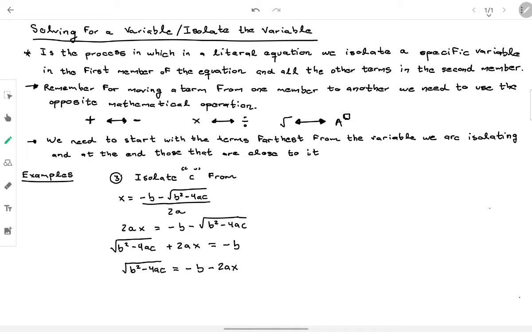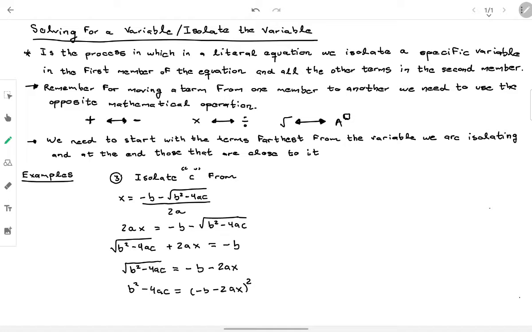What happens after that? We need to get rid of the square root. It will go to the other side as a power of 2, so everything that is on the second member of the equation, squared, will be equal to B squared minus 4AC.